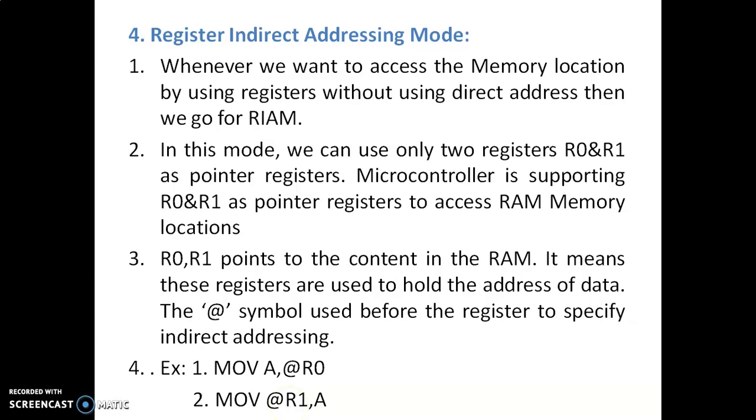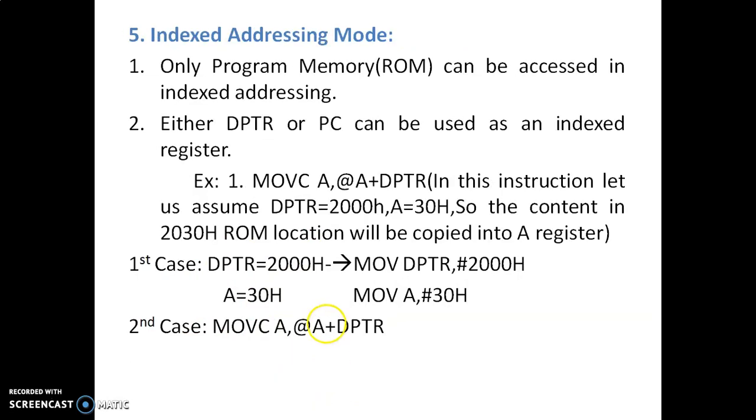Remember that register indirect addressing mode means we are accessing the memory location not by giving the addresses, but by giving the register names. How it happens is that whenever you place the @ symbol before the registers, we can access those particular address locations. Coming to the indexed addressing mode.